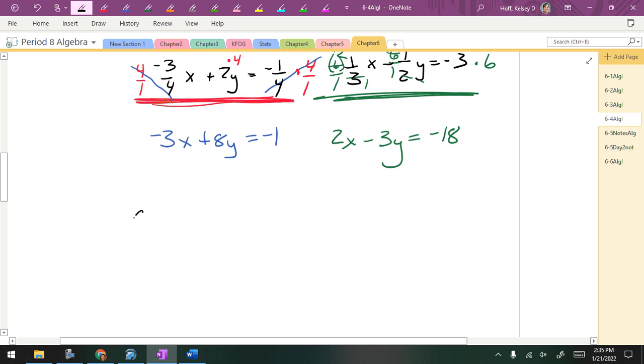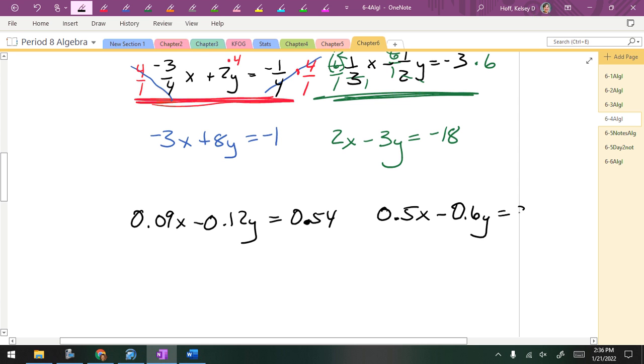How about this one? 0.09x minus 0.12y equals 0.54. Or should we solve the other one? 0.5x minus 0.6y equals 2.8. I'll give you a second to get this written down.